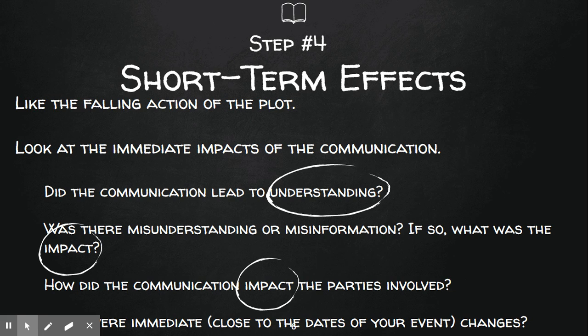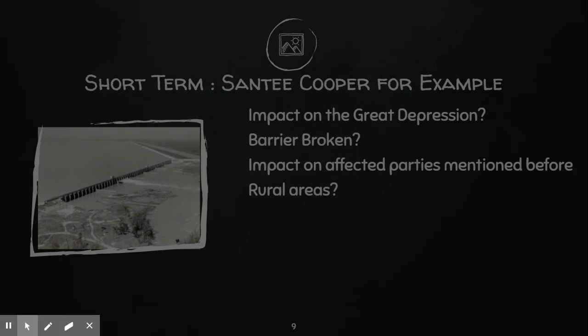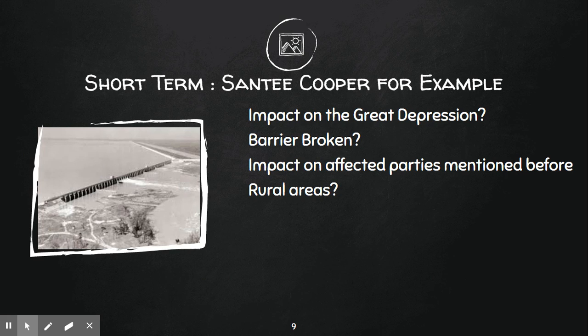Okay. And you just really want to look at the immediate effects of your event. Okay. Very close to when your event happened. I'm talking 5 to 15, maybe even 20 years, but you don't really want to go beyond that. We really kind of want to focus on what happened immediately after. So let's look at Santee Cooper, for example, and its short term impacts.